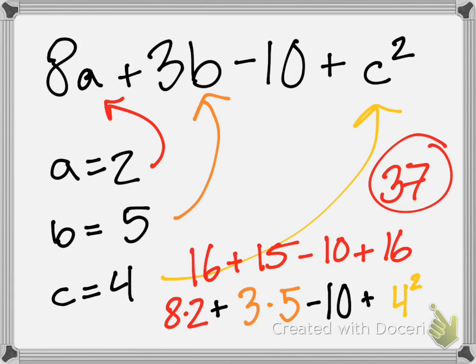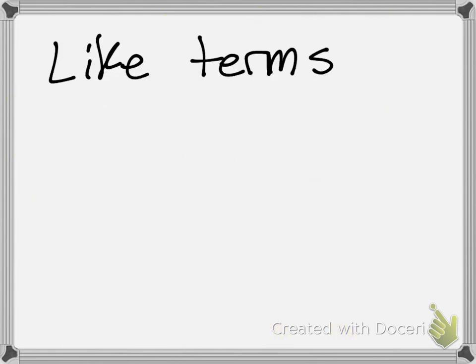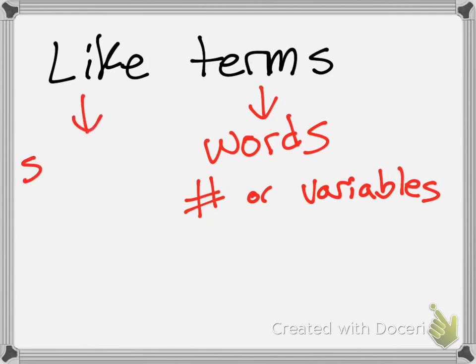What we're doing, by the way, is called combining like terms, because all of these are numbers. Here we enter combining like terms. When we think in English, terms means words. So in math, it means numbers or variables. Same thing we learned. Like, if you are like someone else, you are similar to them. So when we're combining like terms, we're combining similar numbers or variables.